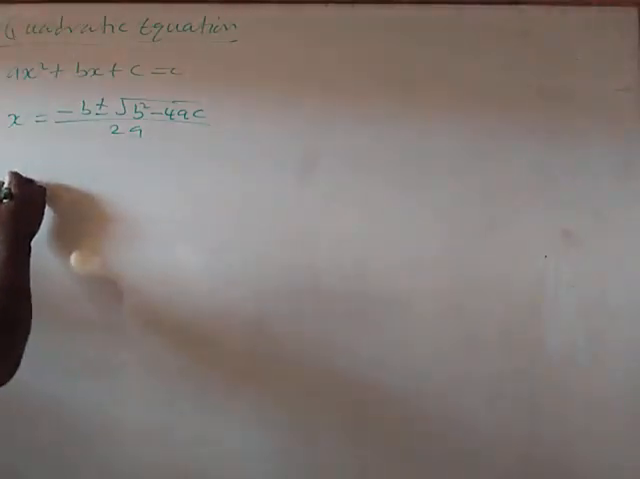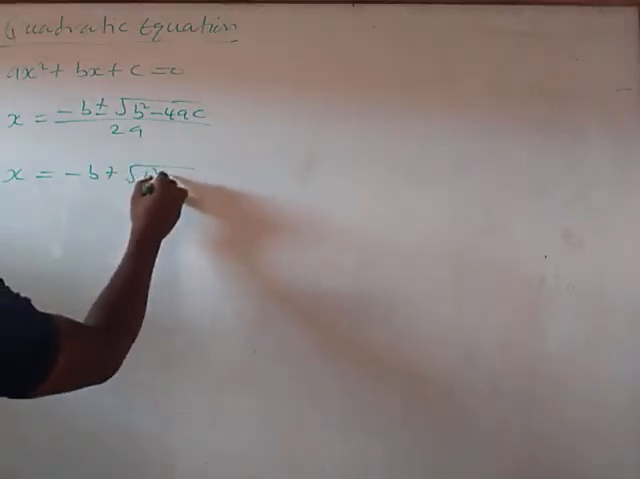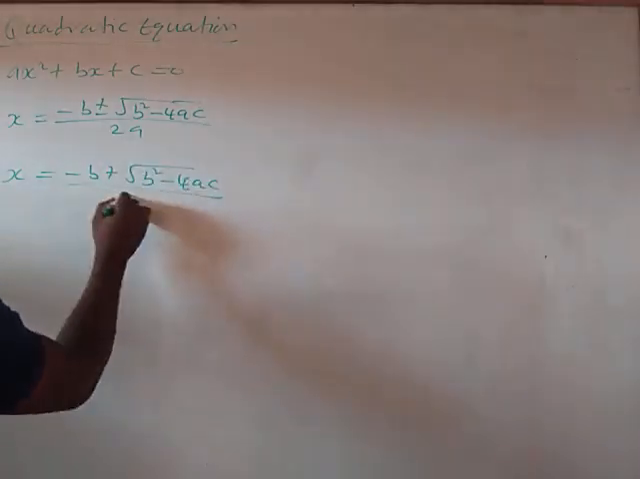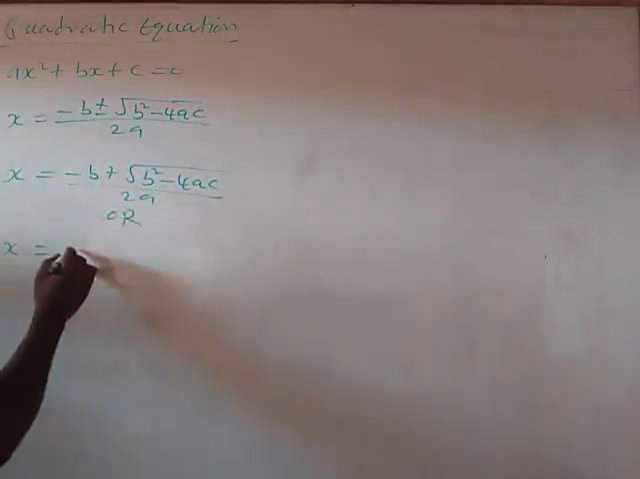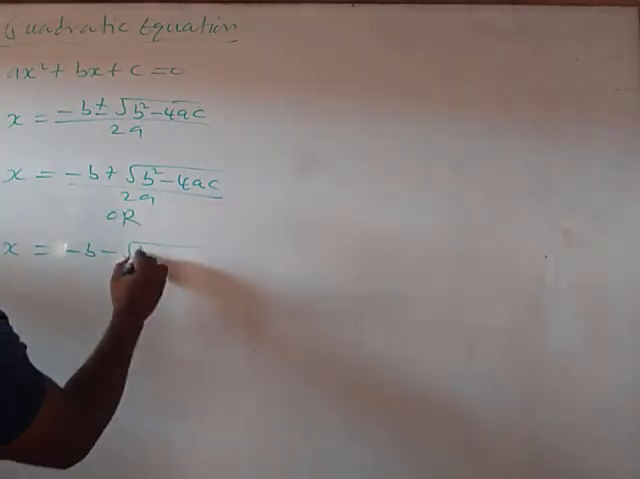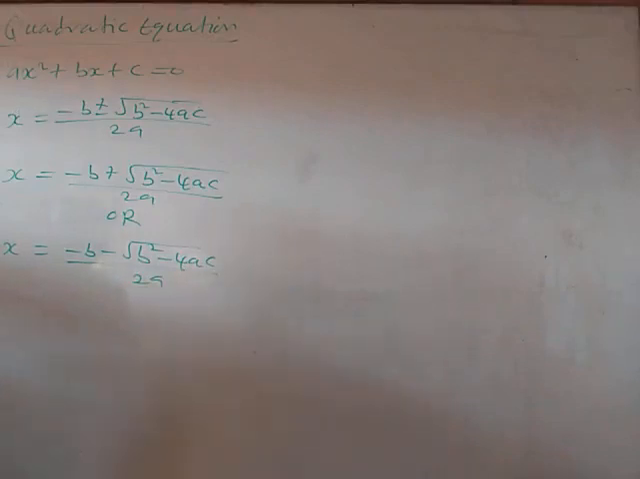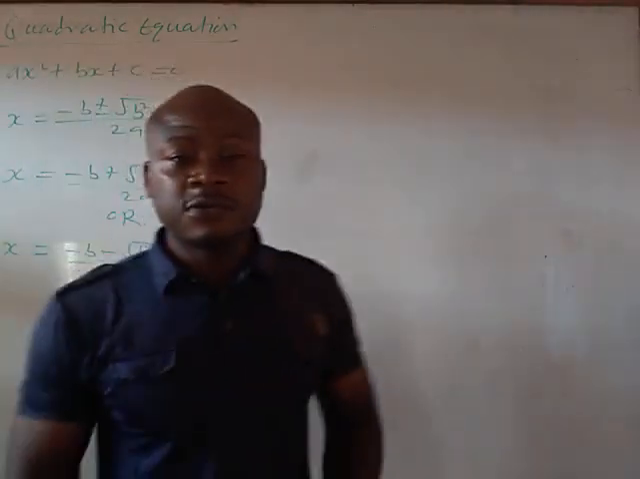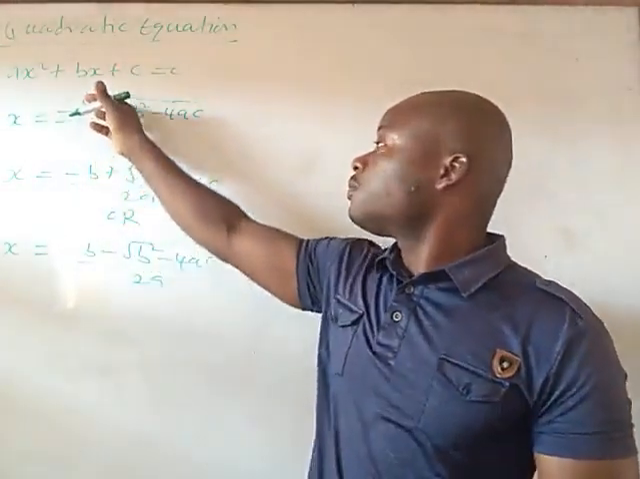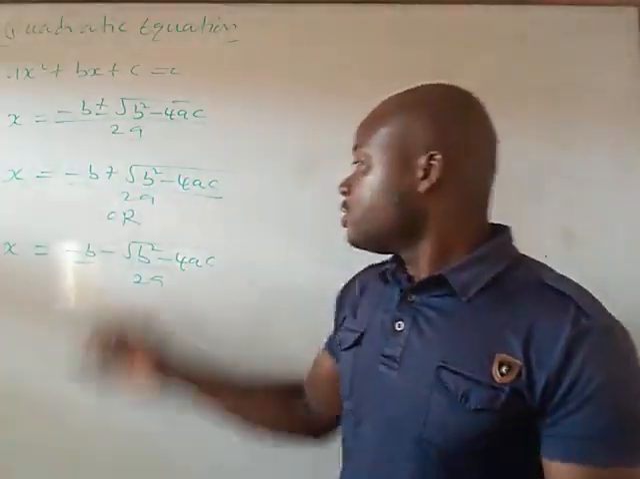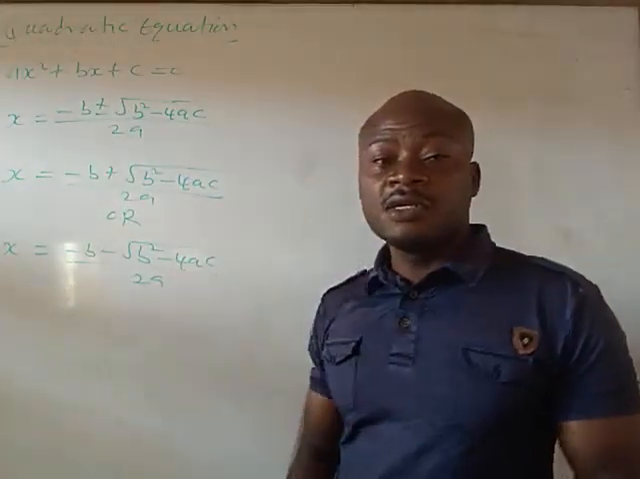Now, this simply means our x is equal to minus b plus the square root of b squared minus 4ac over 2a, or our x is equal to minus b minus the square root of b squared minus 4ac over 2a. The meaning of the plus or minus we are having in the middle here is just this; you can break it and write it in this form.